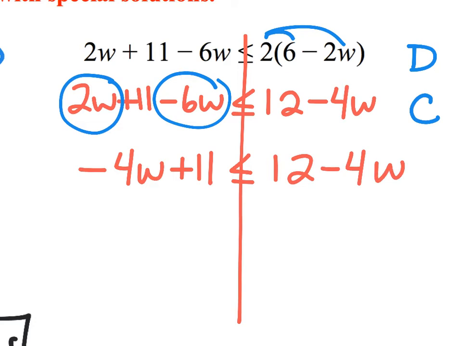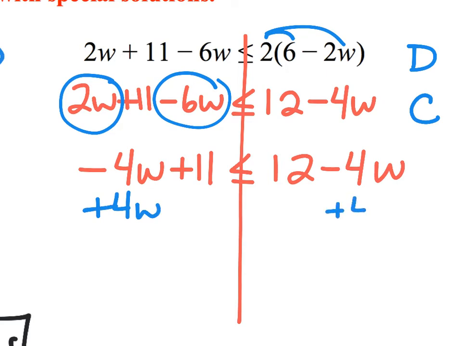Perhaps you notice they both have negative 4w. That does not make it infinite solutions. You have to keep going, because we've got to find out if it ends up being true or false. Andrew, negative 4w, it's negative right now. What do I do to take it away? So we're going to add 4w.